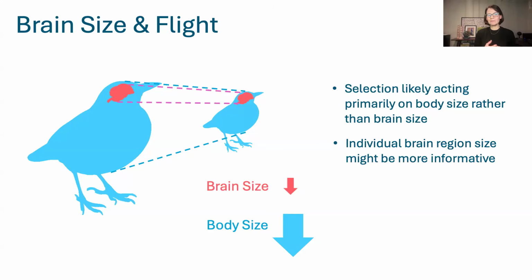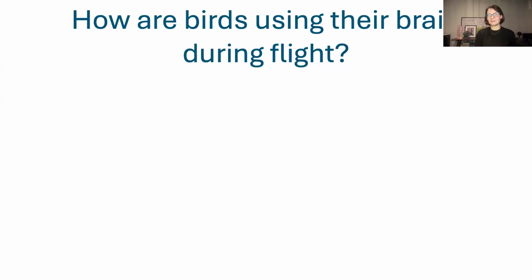And so what might be more informative, instead of looking at relative brain size, would be to look at how particular brain regions are changing in size and structure relative to the evolution of flight, which of course makes a lot of sense. And this kind of brings me into some of the more experimental work, trying to understand how birds are actually using their brain during flight.